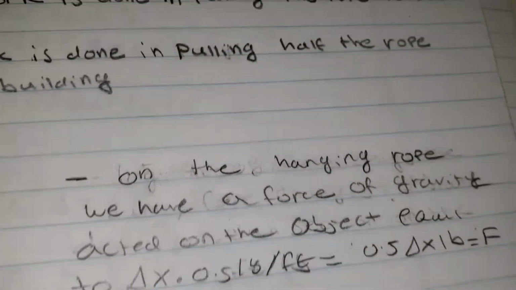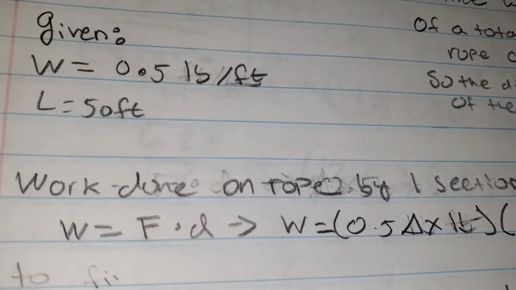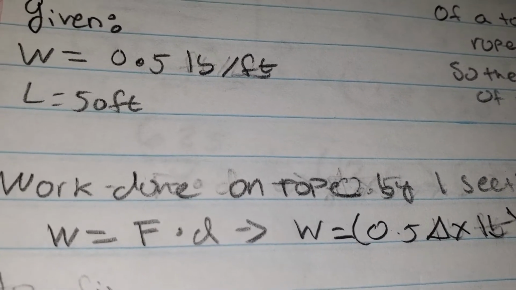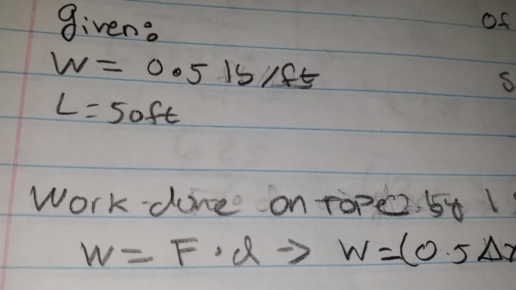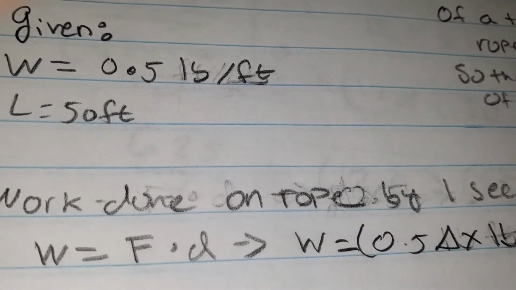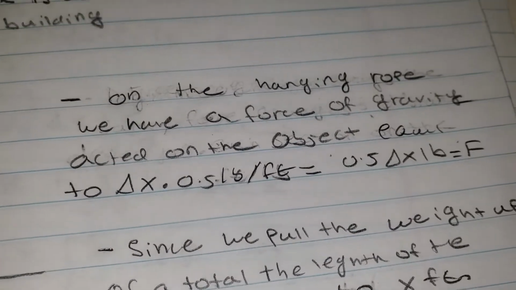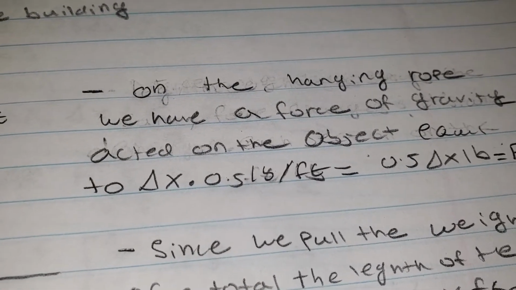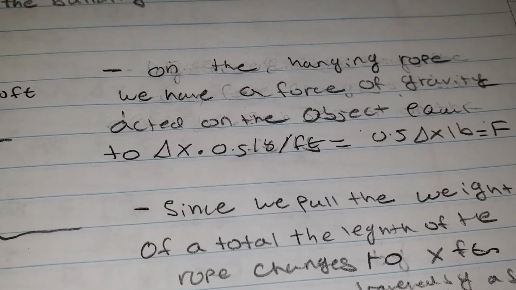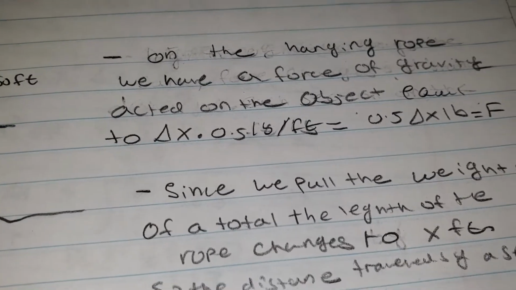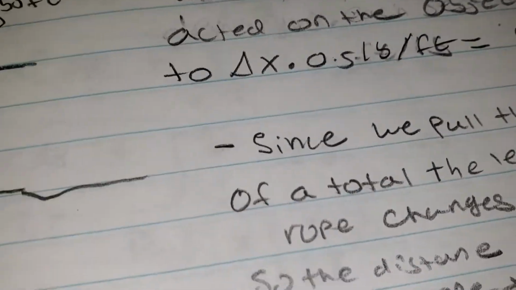What I like to do is write out the givens. We know the weight of the object is 0.5 pounds per foot, which gives us the force of gravity, and the length is 50 feet. Both of these come in handy in a bit. Then we write out the hanging rope: the force of gravity acting on a segment is delta x times 0.5 pounds per foot. The reason why is because of each segment of the rope.